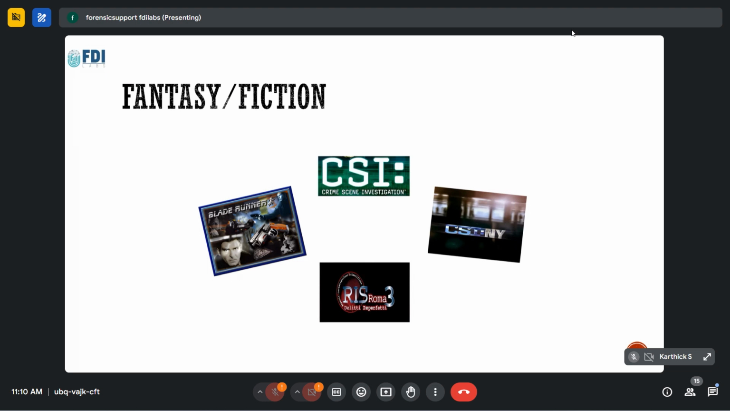I'll give you a small subtopic, an example of how multimedia forensics plays an important role in mainstream cinemas. If you see this slide, I've given examples of shows called CSI: Crime Scene Investigation, the Blade Runner movie, and CSI: New York. You might know about these TV shows and series about digital forensics.